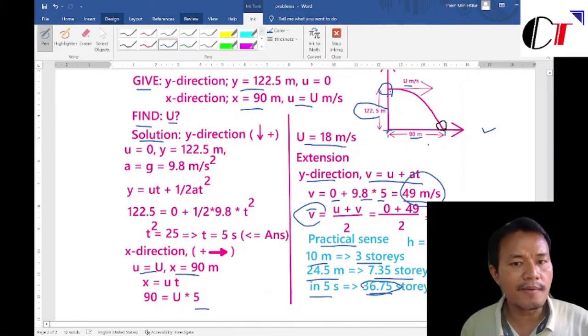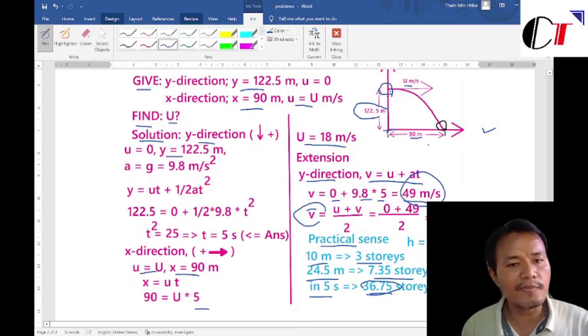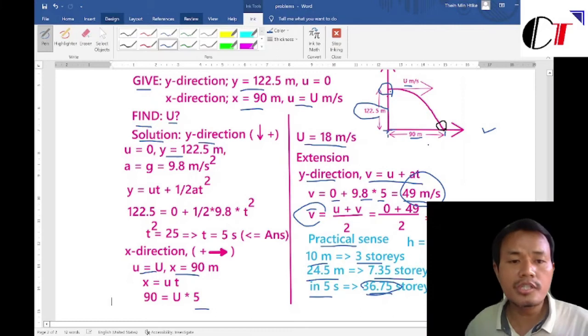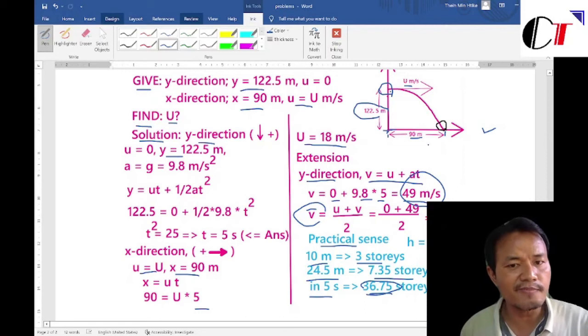So we will start from the y direction to find the time. We will take vertically downwards as positive. So initial velocity in the y direction is 0, because again the particle is projected horizontally, and the distance in the y direction is 122.5 meter, and the acceleration is equal to the acceleration of free fall, which is g, 9.8 meter per second square. And please note here that g is taken positive because it is vertically downwards, and our sign convention vertically downward is taken as positive.